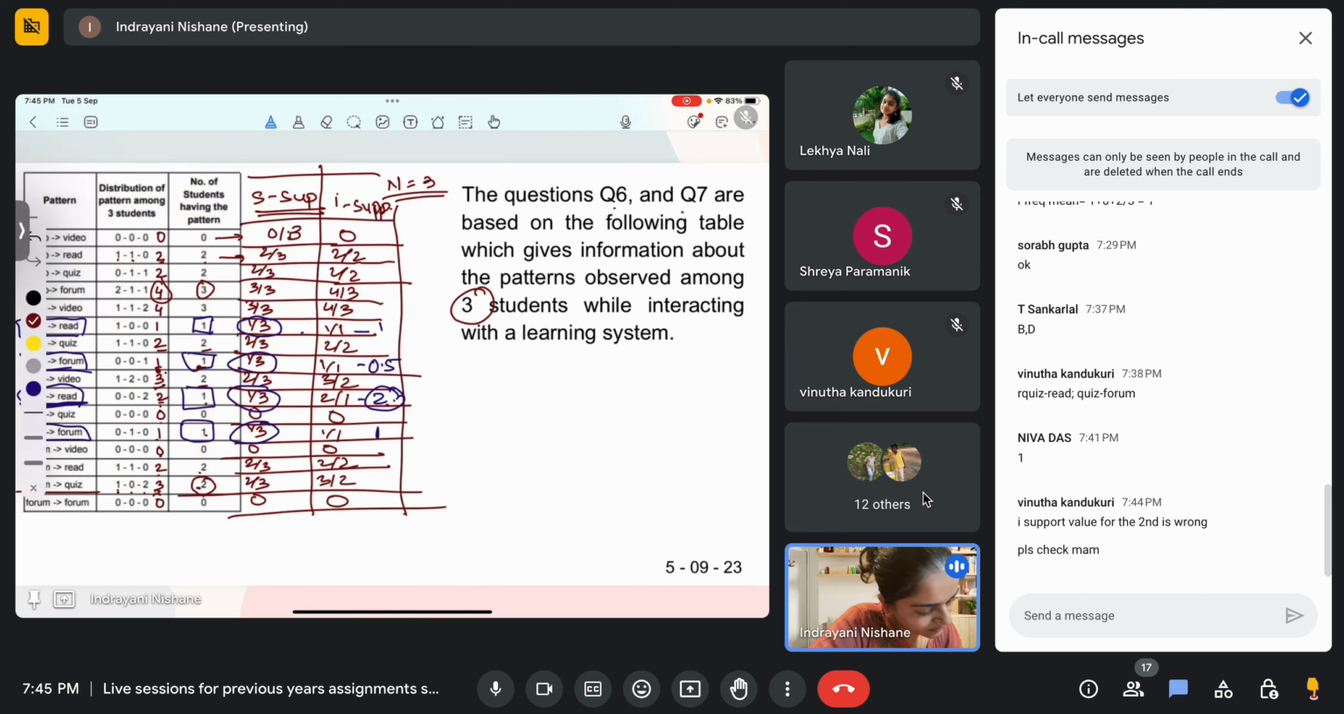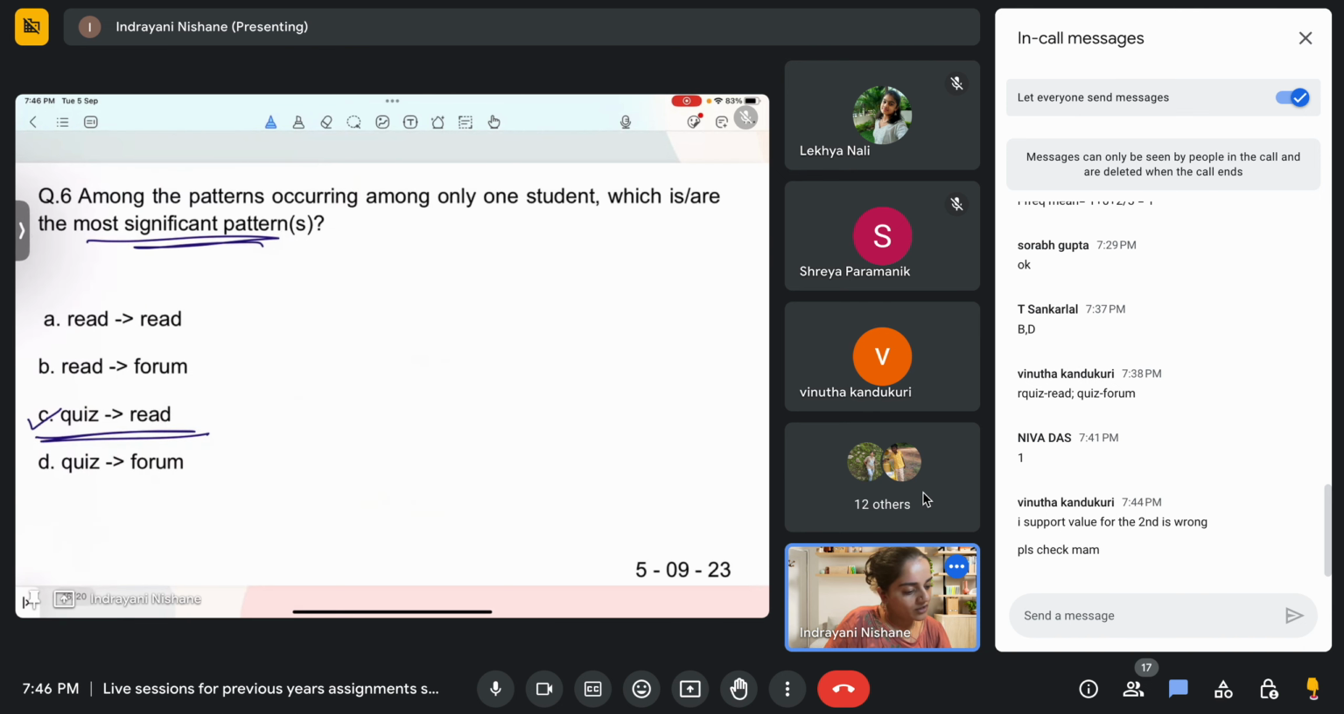One by one. Again, I have to undo this 0.5. But still, this won't change our answer. It is still the I support value is higher for quiz to read. So thankfully our answer remains the same, option C. Thank you for pointing that out.